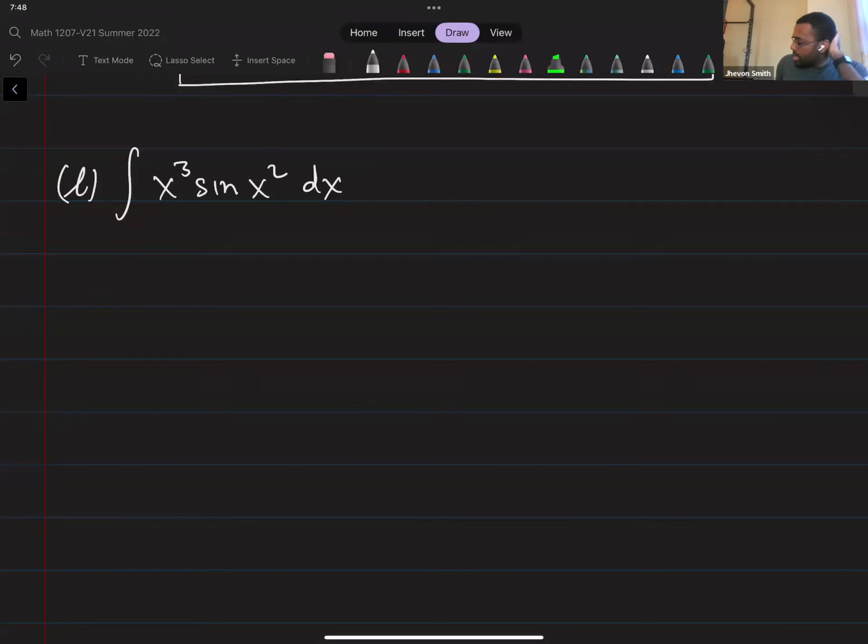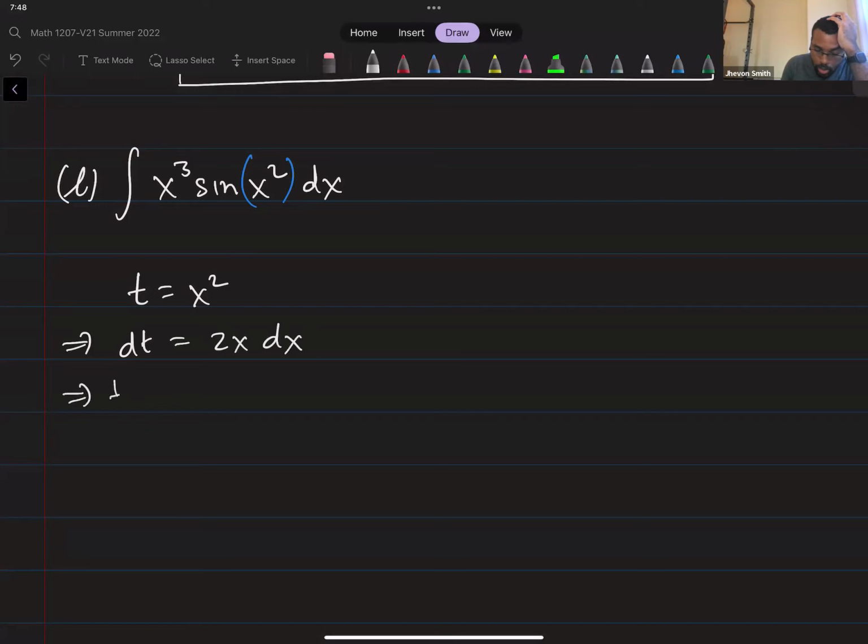Okay, so we have x cubed sine of x squared. Again, this is kind of weird, so I probably want to do a substitution first. t equals x squared. dt would be 2x dx. So 1/2 dt is going to be my x dx.